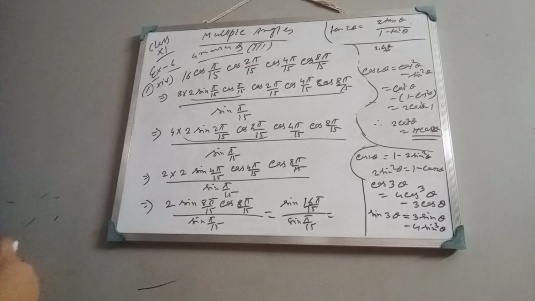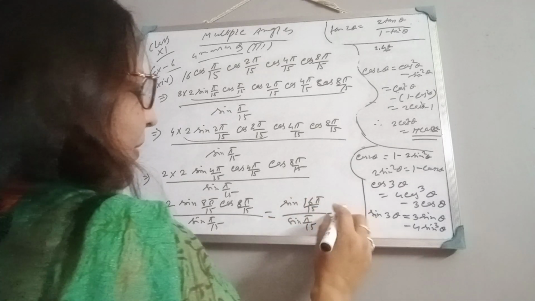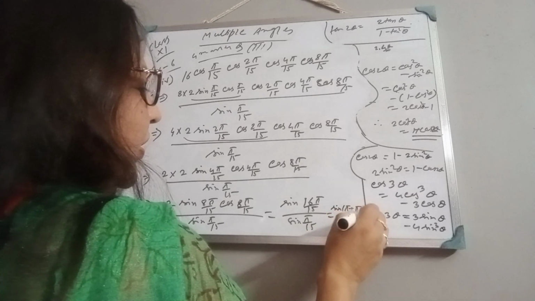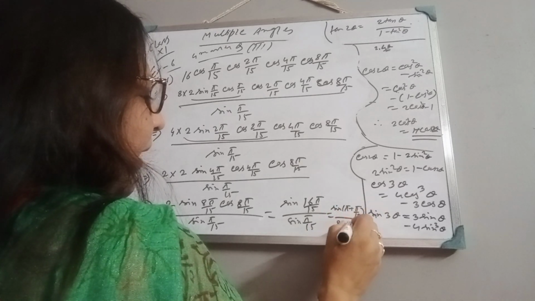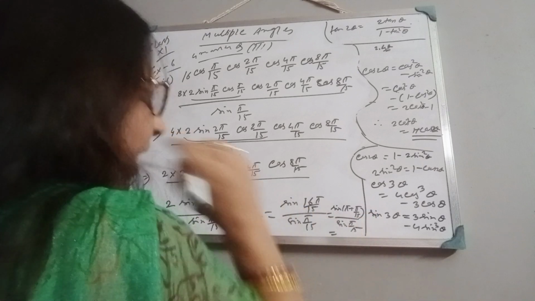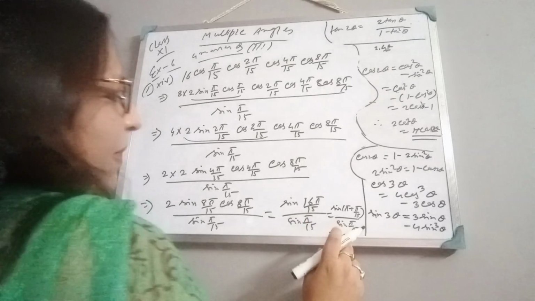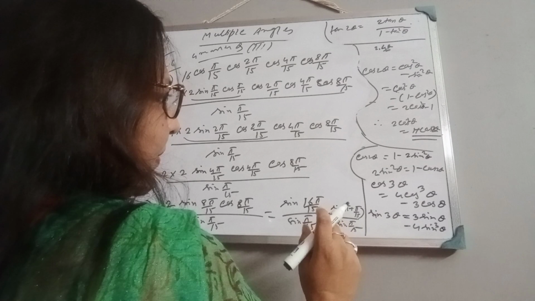Okay, so 16π/15 we will write as π plus π/15. So what we will write? sin(π + π/15) divided by sin(π/15). Now sin(180 + θ) is equal to minus sin θ. So we can write minus sin(π/15) by sin(π/15).